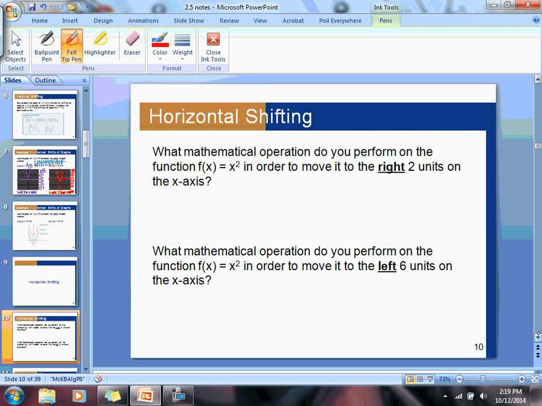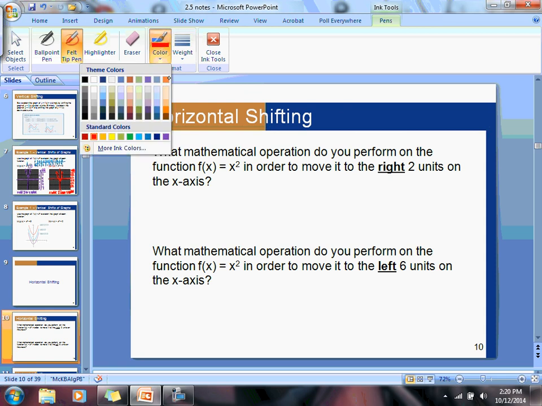Okay, now horizontal shifting is going to move the graph to the left and to the right. And this isn't as intuitive as the vertical shifting. Vertical shifting, if you want to go up, you have to add. If you want to go down, you have to subtract. But now with the horizontal, it's a little bit different. So what mathematical operation do you perform on the function f of x equals x squared in order to move it to the right 2 units on the x-axis?